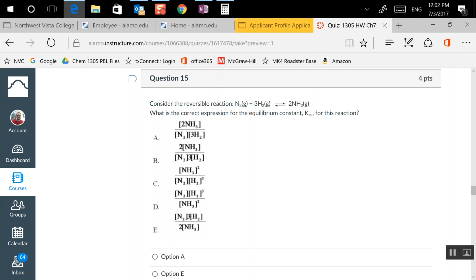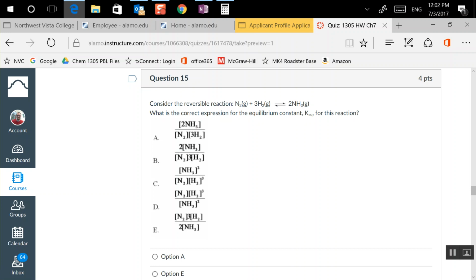So it's either A, B, or C. In the question, it says the reversible reaction. Oh, I see. That one's E. This one's D. Okay, so these last two I would eliminate. So it can be either this one, or this one.